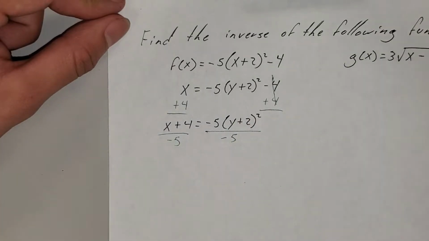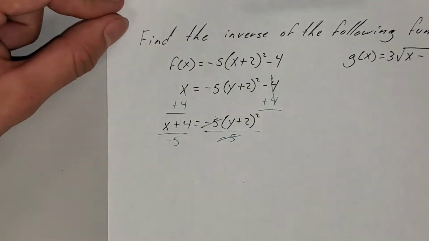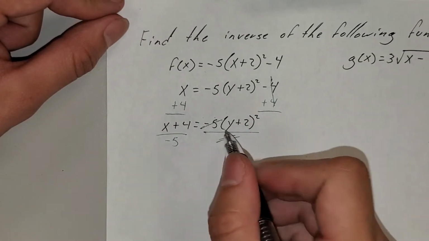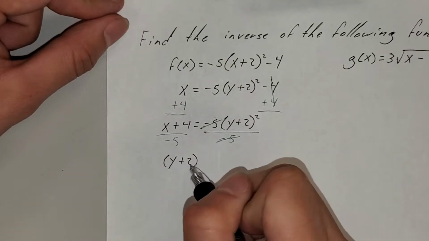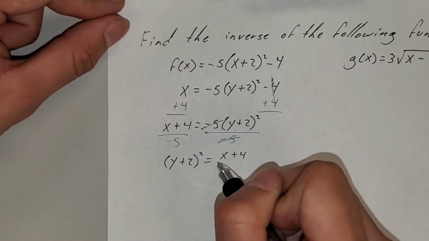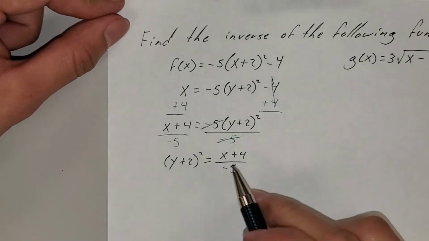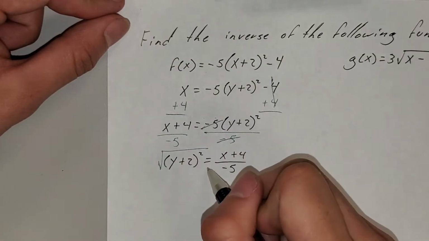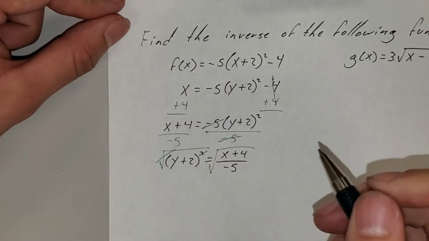This way, the -5s will cancel out. They divide out to 1, and I have this whole thing. So I will have y plus 2 squared equals x plus 4 over -5. I know this time we have a fraction here, but the same process applies. Take the square root of both sides. This way, the square root and the square cancel out.